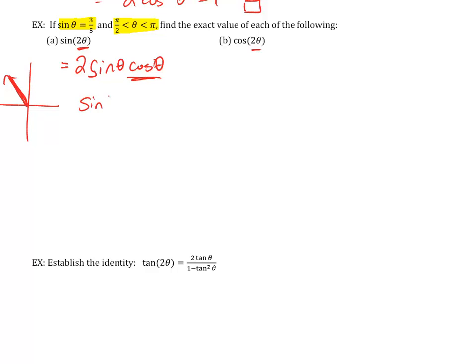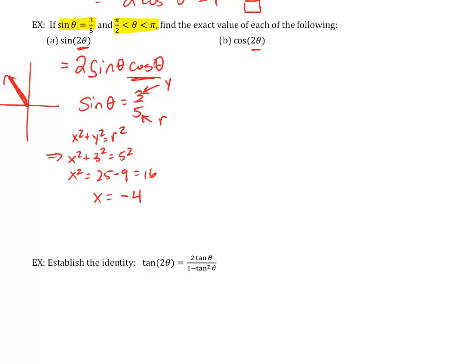So if sine of theta is 3/5, then we'll let the 3 be the y, as we have done in the past, and the 5 be the r. So x squared plus y squared equals r squared means x squared plus 3 squared is equal to 5 squared, which means x squared is equal to 25 minus 9, or 16. So x is going to be -4. You take the square root of both sides, and you know it's negative because you're on the negative x-axis in quadrant 2, which means that cosine of theta will be -4 over 5.